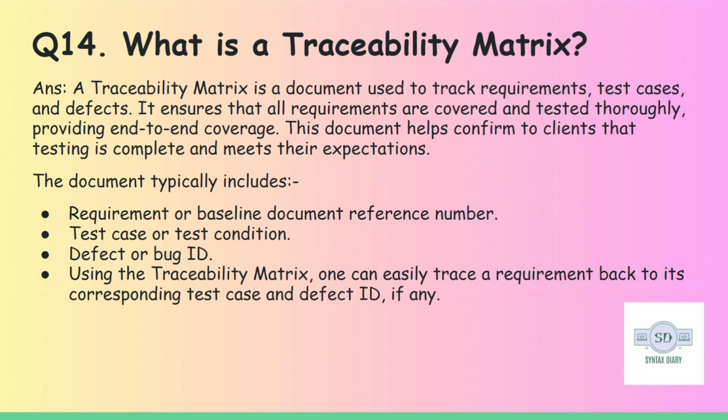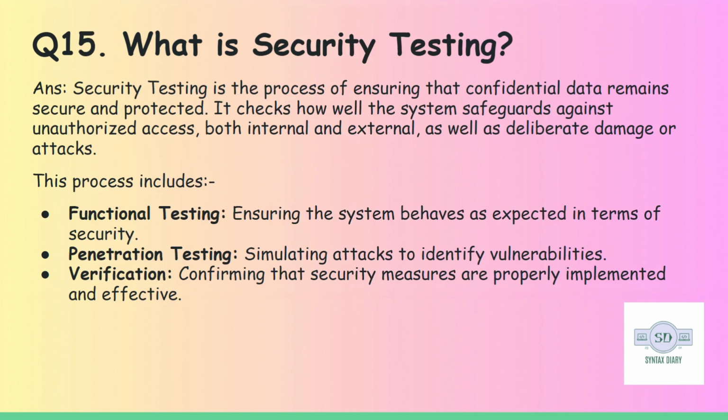What is a traceability matrix? A traceability matrix is a document used to track requirements, test cases, and defects. It ensures that all requirements are covered and tested thoroughly, providing end-to-end coverage. This document helps confirm to clients that testing is complete and meets their expectations. The document typically includes requirement or baseline document reference number, test case or test condition, and defect or bug ID. Using the traceability matrix, one can easily trace a requirement back to its corresponding test case and defect ID, if any.